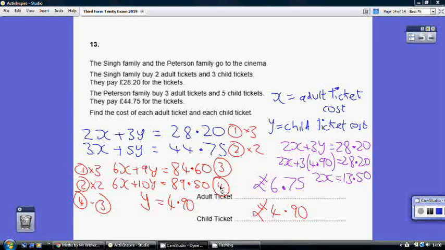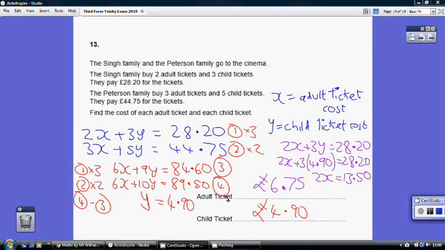Now if I subtract equation 3 from equation 4, my x's will eliminate. 6x take away 6x is nothing. 10y take away 9y is 1y. 89.50 take away 84.60 is 4.90. So y equals £4.90. So my child ticket cost is £4.90.